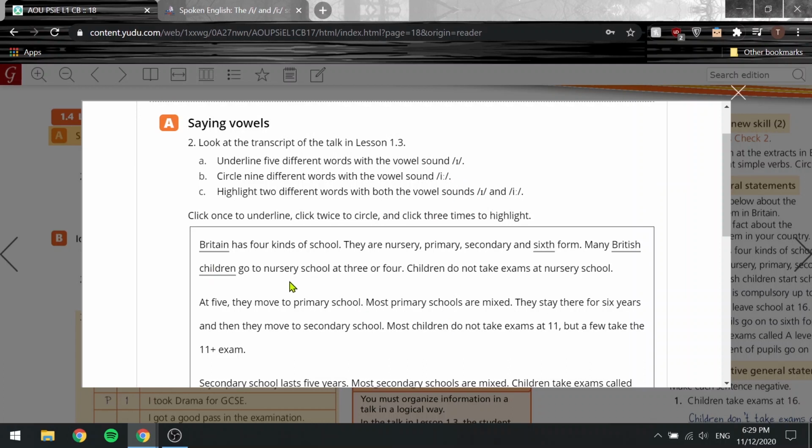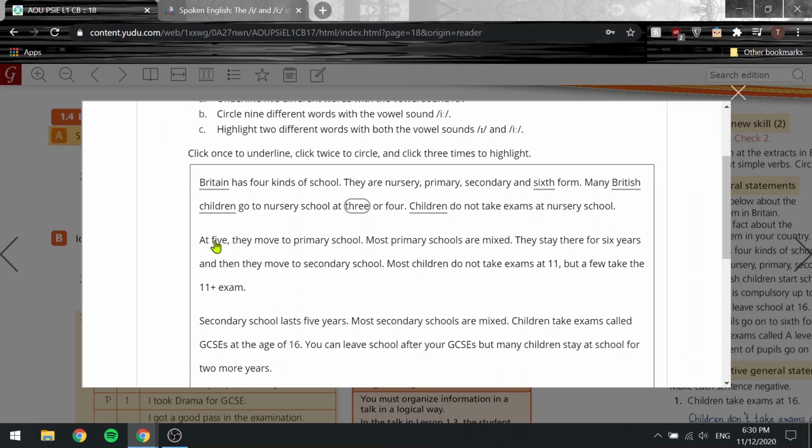Go to nursery school at 3. So now 3, actually I'm going to circle this. So 3 has that E sound, or 4. Children, again, I'm going to underline that, do not take exams at nursery school. At 5, they move to primary school. Most primary schools are mixed. Mixed has that it sound.